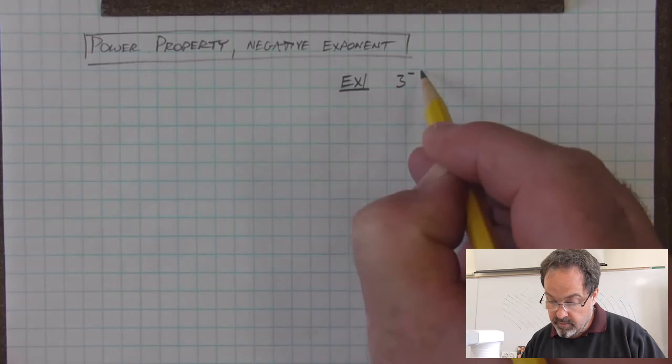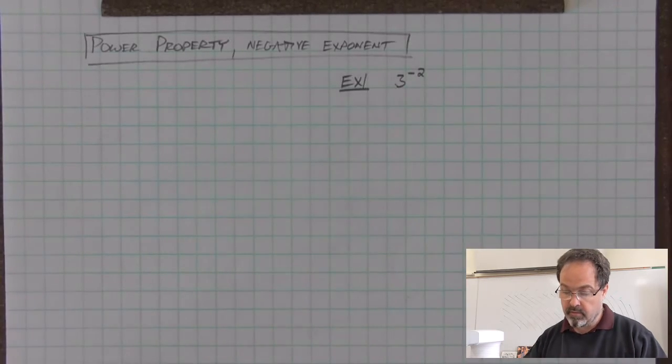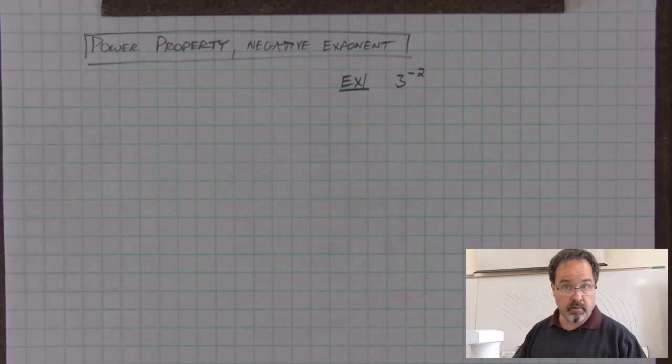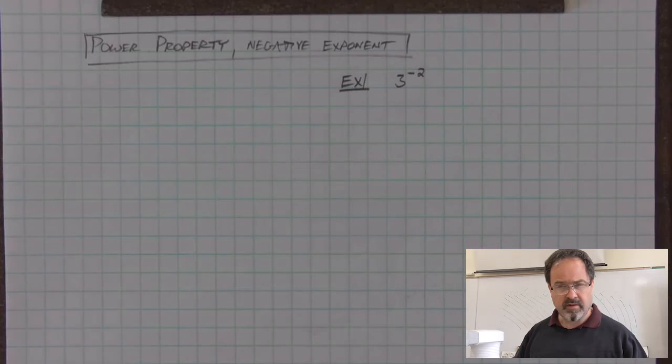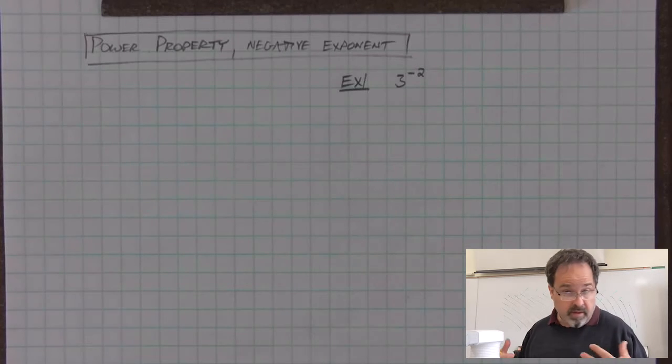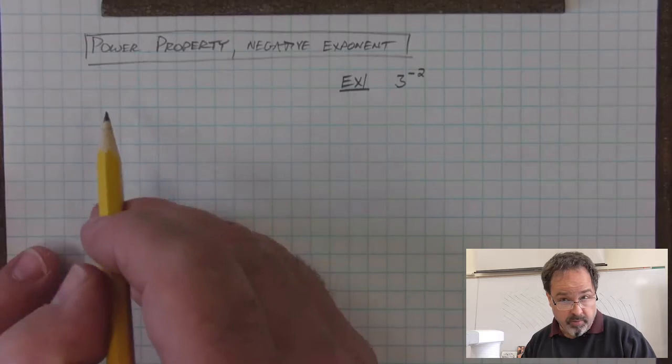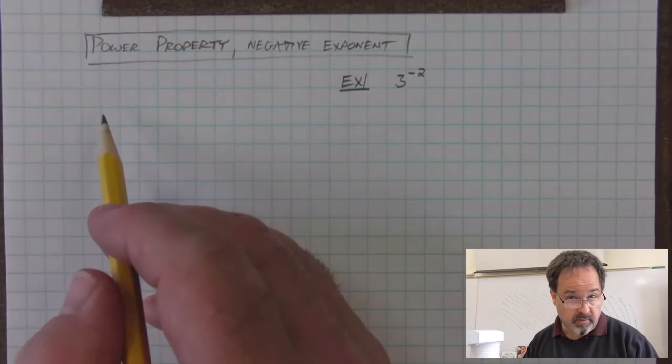3 to the negative 2. It's a power, its base is 3, but its exponent is negative 2. How do we think of that? 3 times itself, negative 2 times? I'm not sure I know how to think of what it means to multiply something by itself a negative amount of times. Well, we have a property to deal with negative exponents.